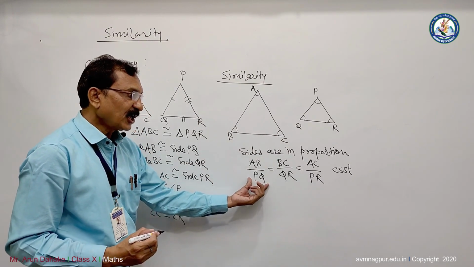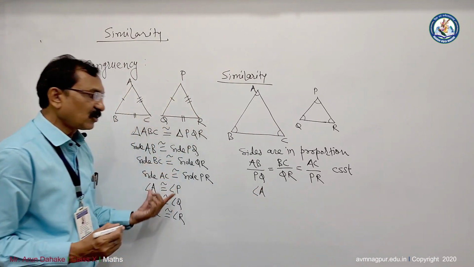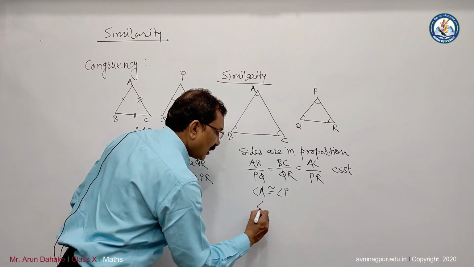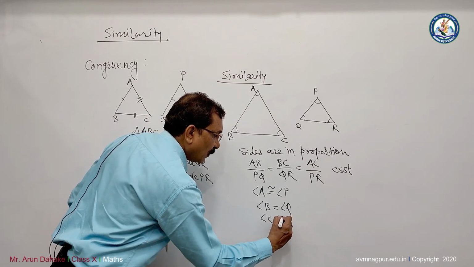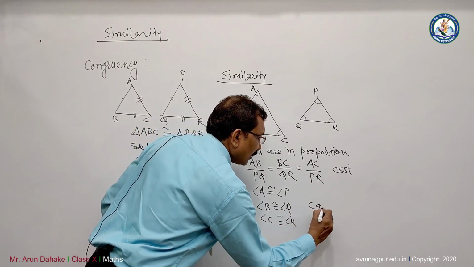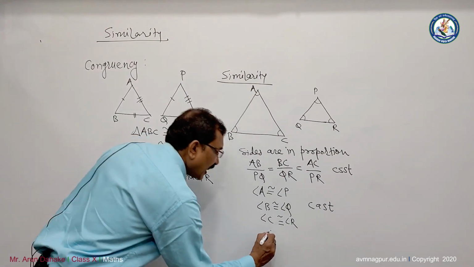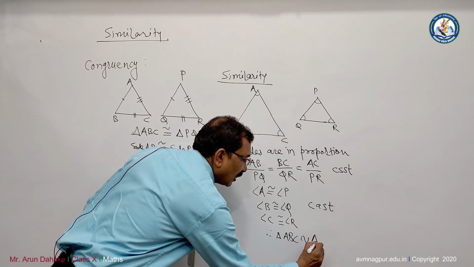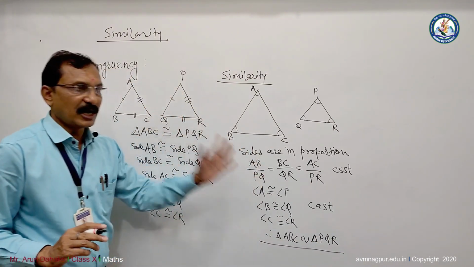Now sides are in proportion, these ratios are equal, and angles are congruent, as in congruency. Angle A is congruent to angle P, angle B is congruent to angle Q, and angle C is congruent to angle R. CAST, corresponding angles of similar triangles. Then we can say that triangle ABC is similar to triangle PQR. This is the definition of similarity.